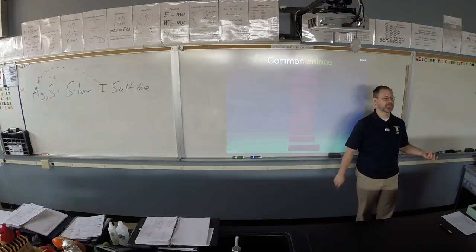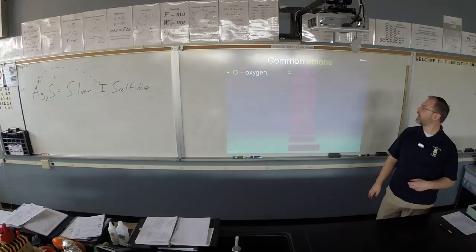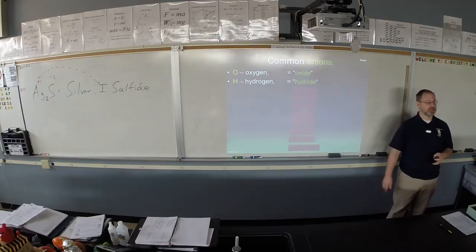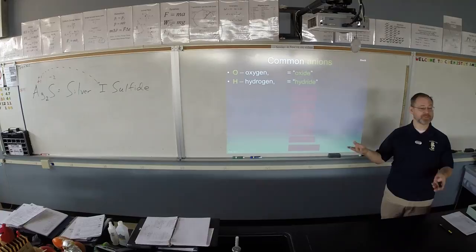Okay, so here are the common anions. I think I got them all. Oxygen becomes, take a guess. Oxide. Hydrogen, hydride. When you have an "ogen," you get rid of the whole "ogen." Like nitrogen and hydrogen, you get rid of the whole "ogen." So hydrogen becomes hydride.